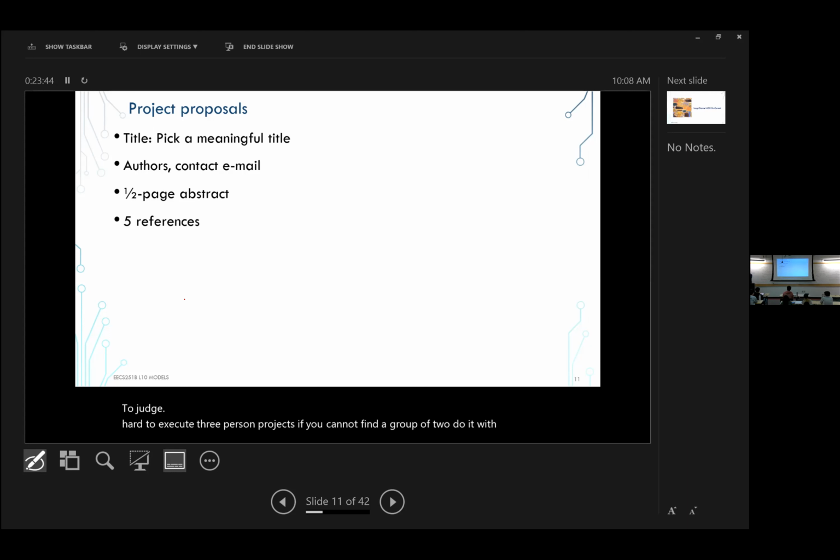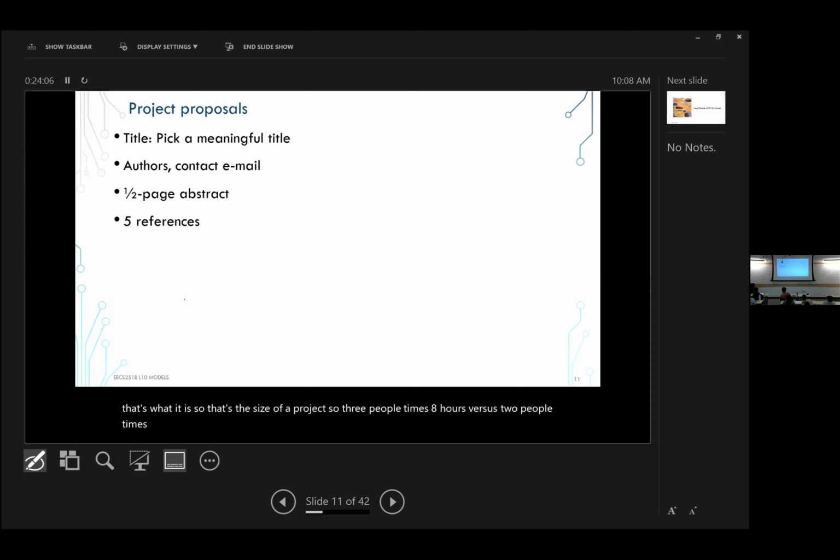The expectation here is that you're going to be putting some number of hours, maybe 8 to 10 hours per week over the next 9 or 10 weeks, and that's the size of a project. So 3 people times 8 hours versus 2 people times 8 hours per week is the expectation. Make sense?